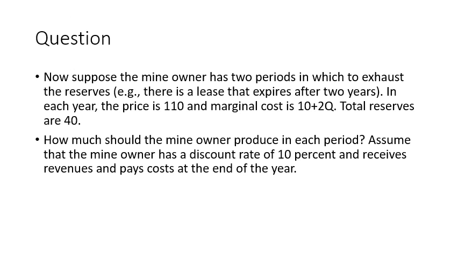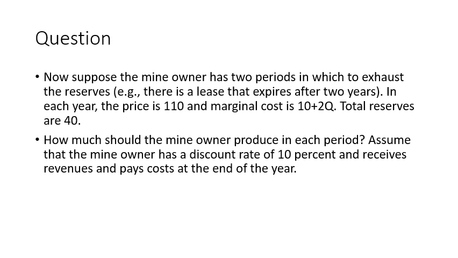So question, now suppose the mine owner has two periods in which to exhaust the resources. So far we've been dealing with one period, but now let's think about it as a dynamic problem. There are two periods. There's a lease that expires after 2 years. They don't actually own the land, they just own the lease to extract the coal, and they only have 2 years to do it. And each year the price is 110 and marginal cost is the same as it was before, 10 plus 2Q. The total reserves are 40. How much should the mine owner produce in each period?